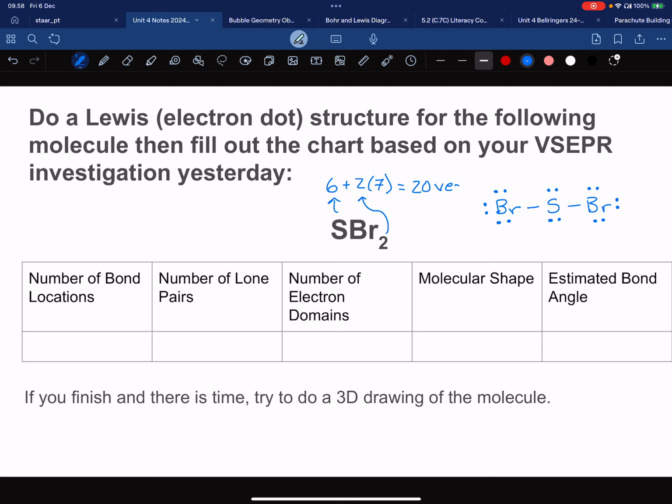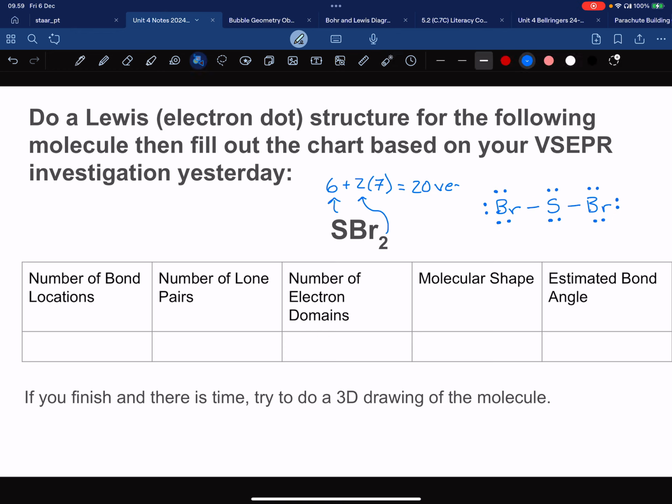All right, now, quick check. First for octets. 2, 4, 6, 8, check. 2, 4, 6, 8, check. 2, 4, 6, 8, check. Now for total number, it's 20. 2, 4, 6, 8, 10, 12, 14, 16, 18, 20. Those are equal, check. That is a good structure.